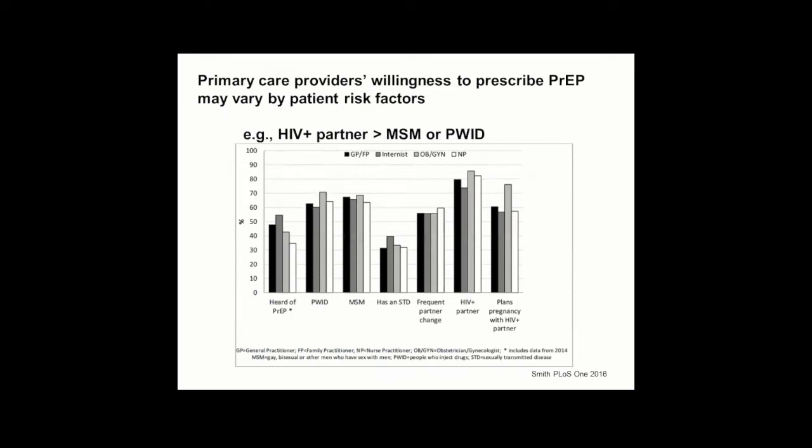care clinicians conducted by CDC 2 years ago shows that providers may have some preconceived notions on which types of patient populations they ought to be prescribing PrEP for. So in the survey, they found that providers, when asked, hypothetically, would be more willing to prescribe PrEP to a person in a partnership with someone with HIV as opposed to MSM, men who have sex with men, or PWID, people who inject drugs, or people with an STD.